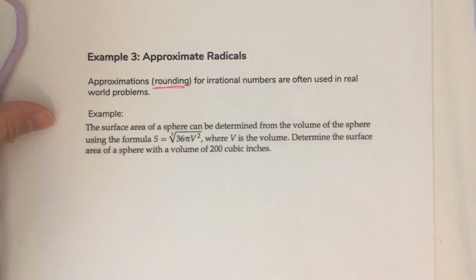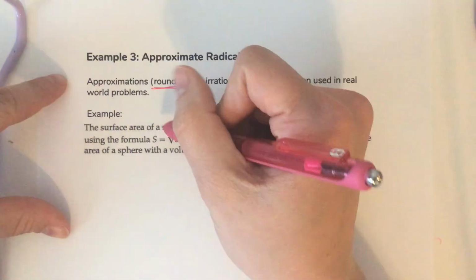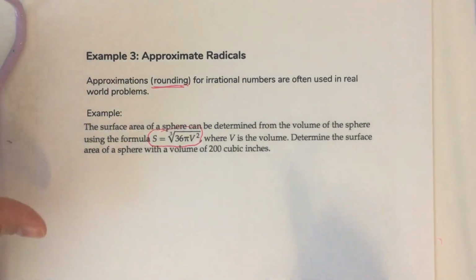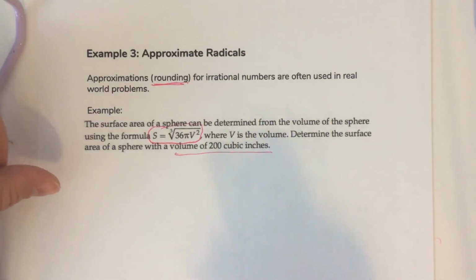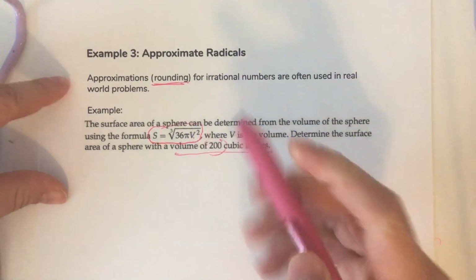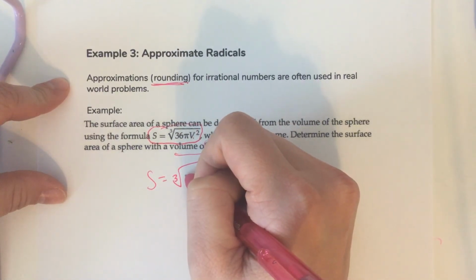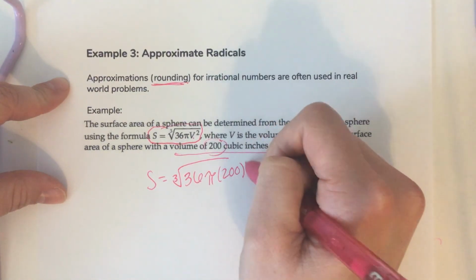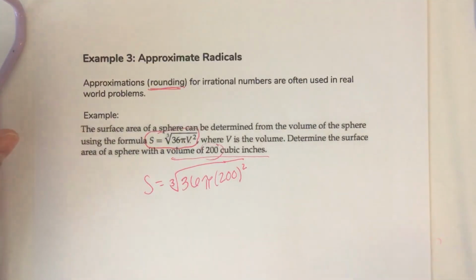So our last example here is the surface area of a sphere can be determined by the volume of a sphere using this formula, where V is volume, and they want us to find the surface area when the volume is 200 cubic inches. So I'm going to plug this 200 in for V right here to get that S equals 3 times the cube root of 36 pi times 200 squared. And right away, seeing that pi underneath that cube root, I'm like, oh, nope, I don't want to do that.